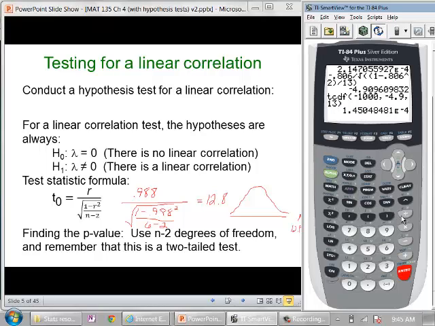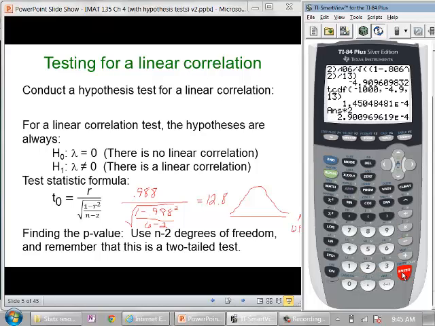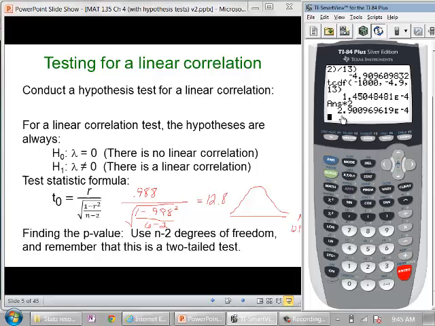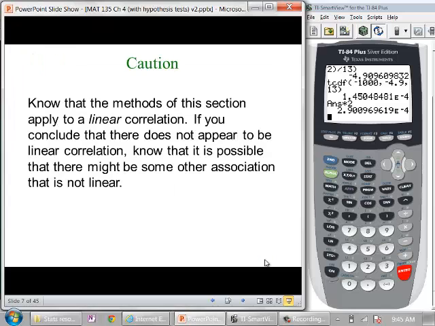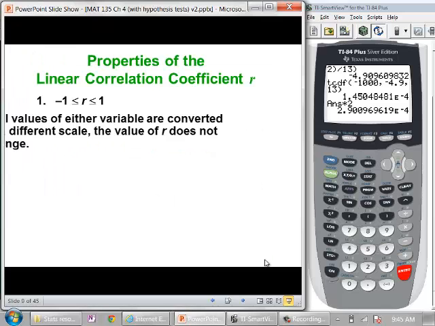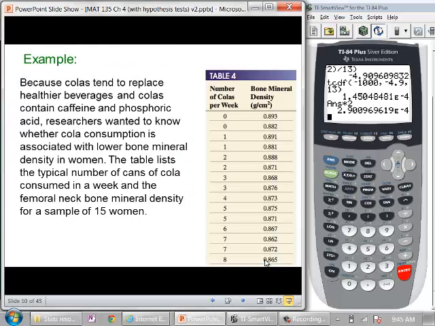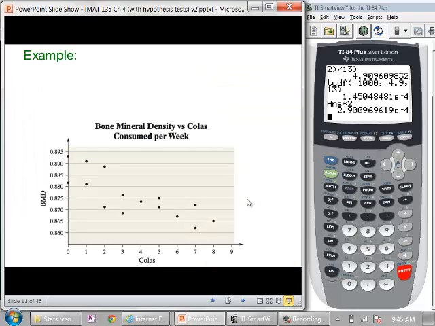And remember, once you get your area, multiply that by 2 to get your p-value. So this time our p-value is about 0.0003. Still very small. So this again would support the conclusion that there is a linear relationship between the number of colas and the bone density. This one is a negative relationship, so as the number of colas goes up, the bone density goes down.